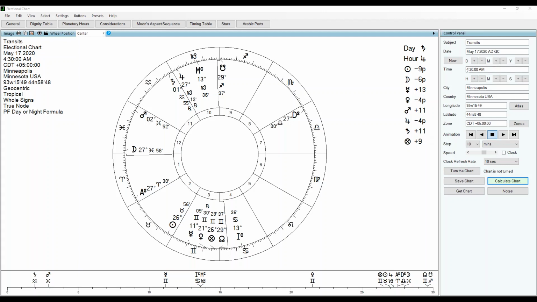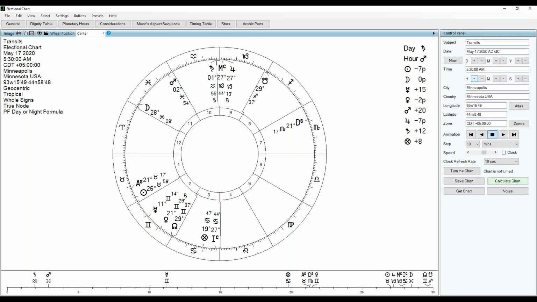So this chart is set for 4:30 a.m. in Minneapolis, and you can see that the midheaven is at 13 Capricorn and the ascendant is at 27 Aries. The distance between them is approximately 104 degrees. So I want to advance this a few times throughout the day so you can see what that difference changes to as we proceed. So in Janus, I'm going to click the H button, which will add 1 hour.